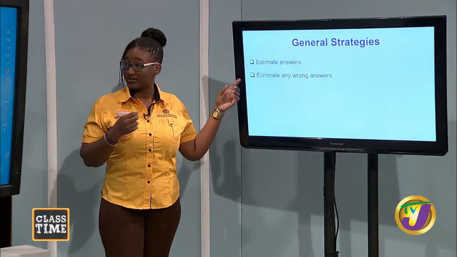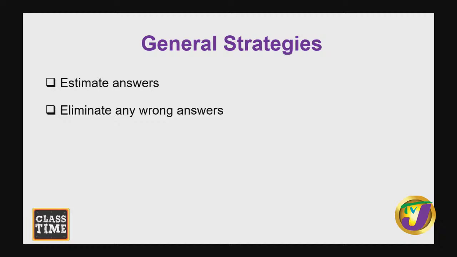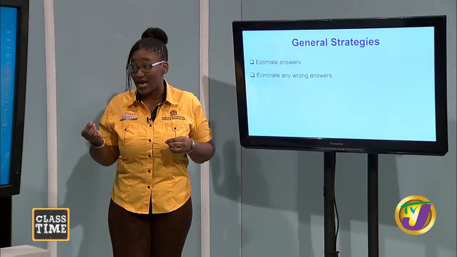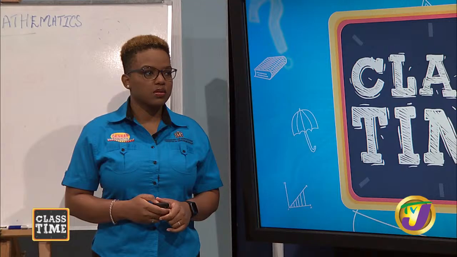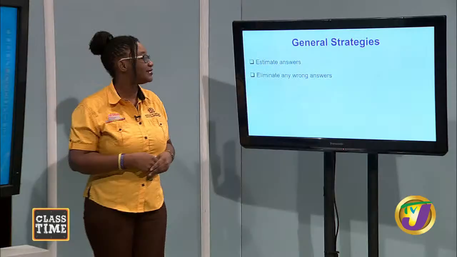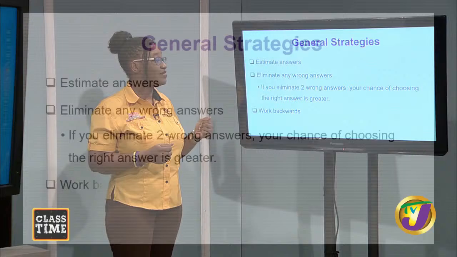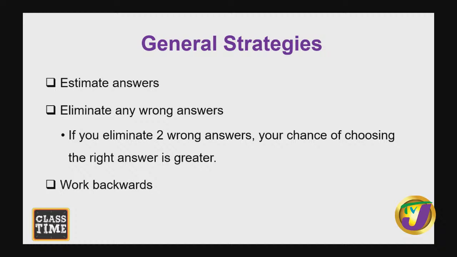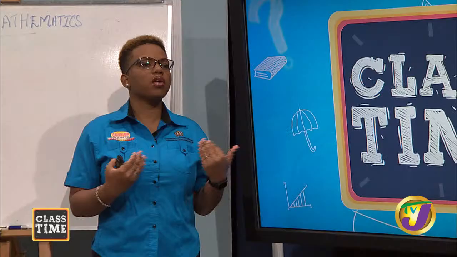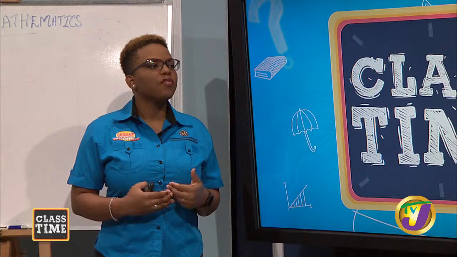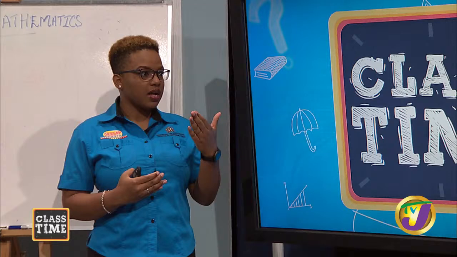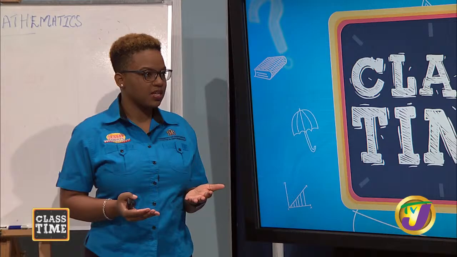Eliminate any wrong answers. And I want to point out that with estimating, you're not using your estimate to necessarily select the correct answer, but you're using it to eliminate any answers that you are sure would not be correct. Makes sense. One of the things we want to highlight, Latoya, is that if you eliminate two incorrect answers, your chances of choosing the right answer is greater. True. Because if I have four options, it means that I have a 25% chance of getting a correct answer. But if I definitely eliminate two, now I have a 50-50 chance of getting the correct answer. There you go.